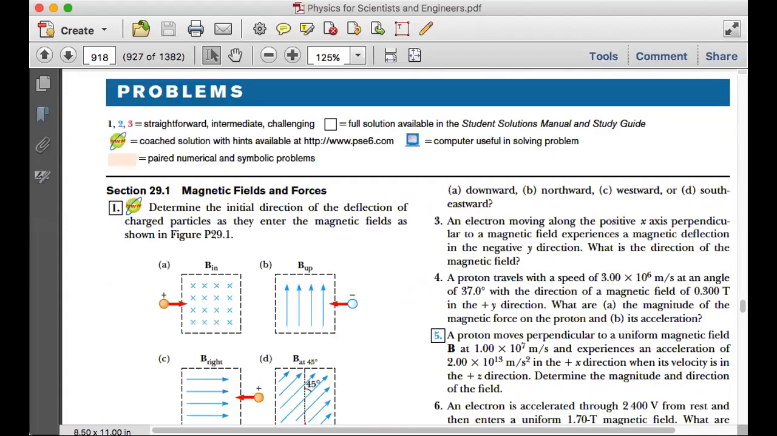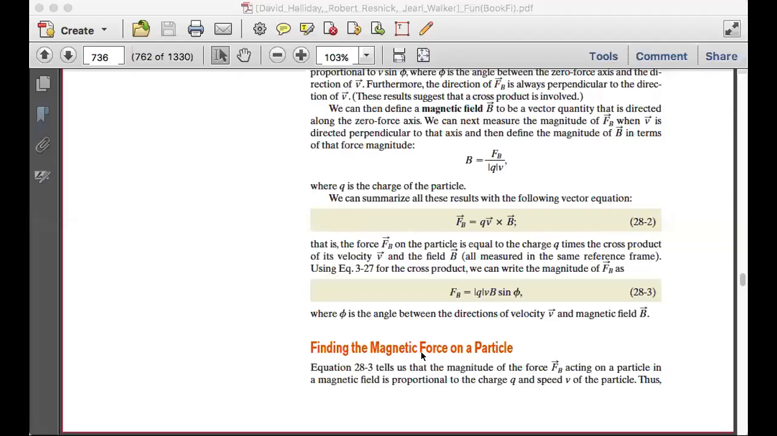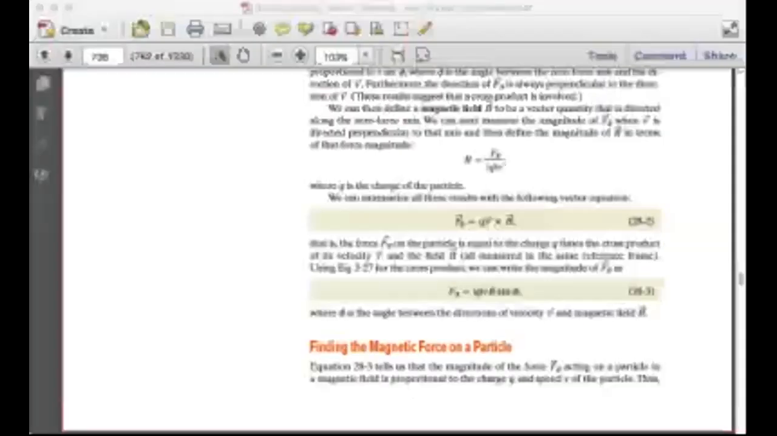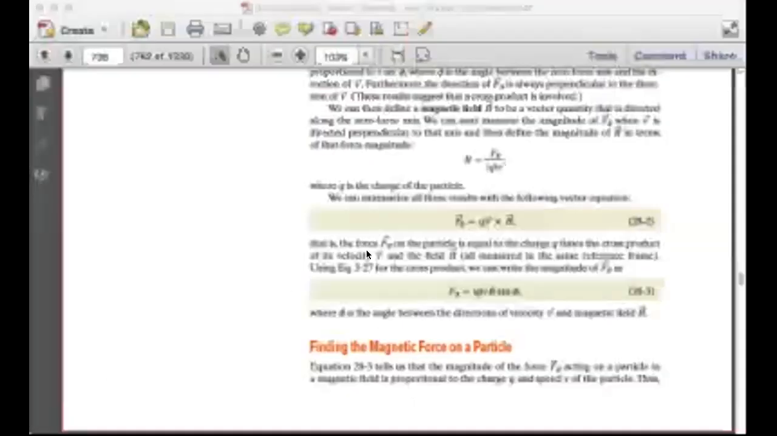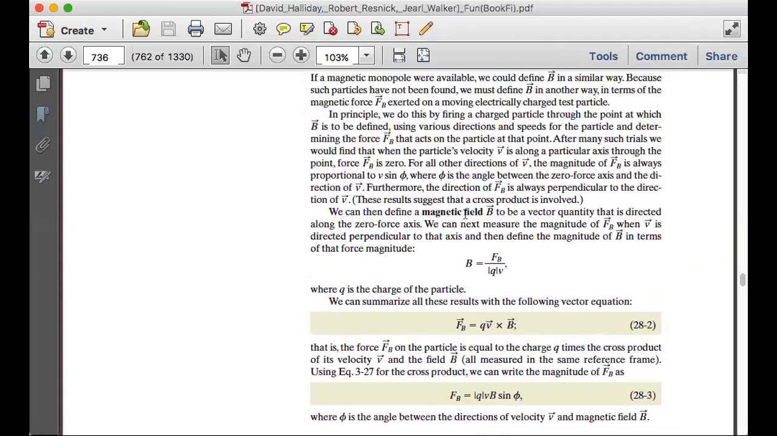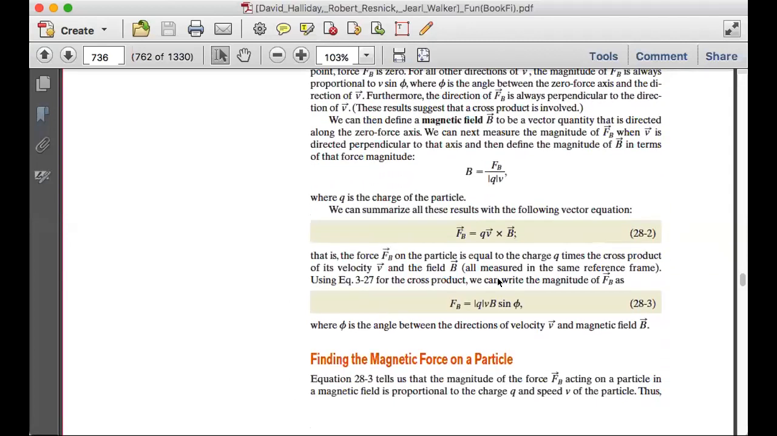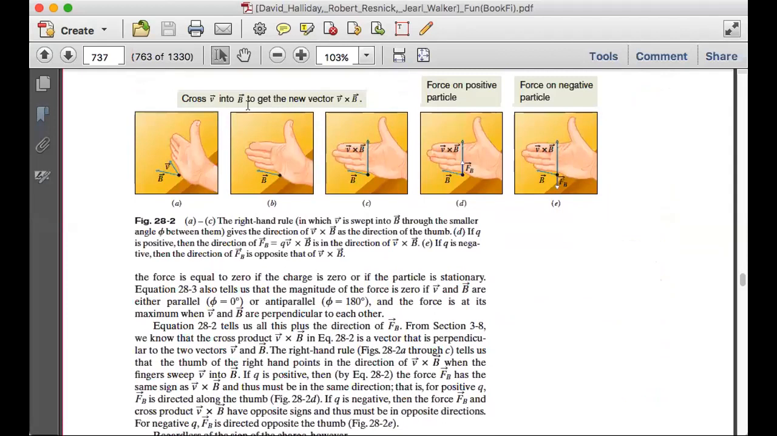So okay, let's stop. Let's share Halliday-Resnick. Okay, this is the same. So this is the right-hand rule.